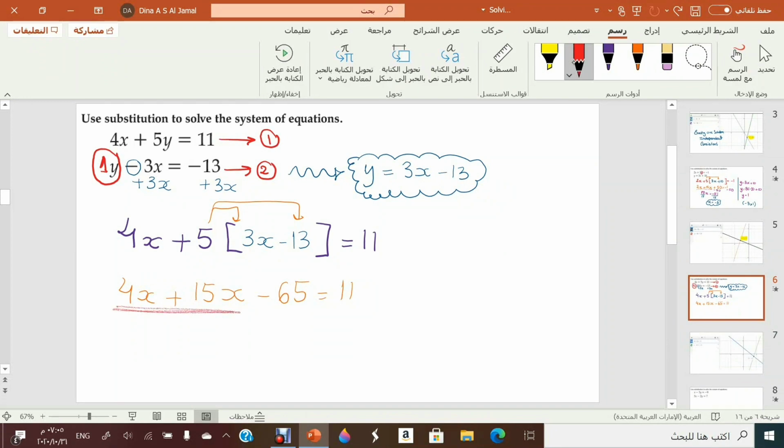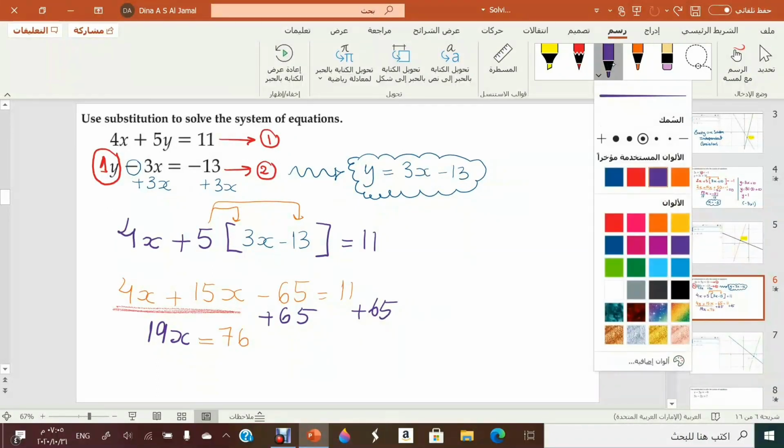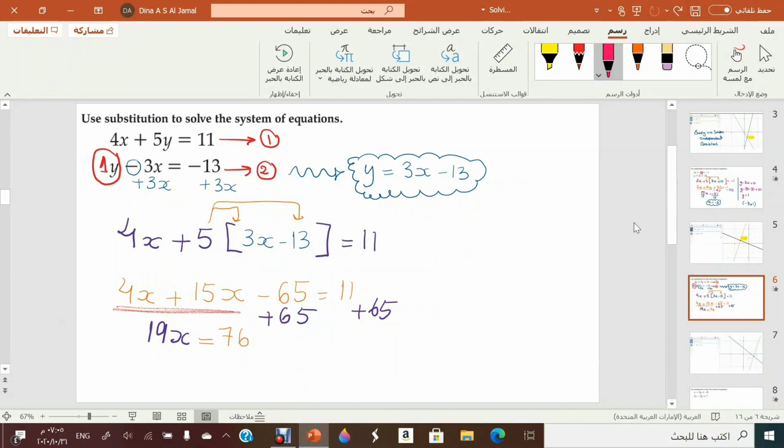Let's watch these two like terms. 19x. Let's move this one to the other side, and it will be 76. You have an equation in only one step. Divide by 19, divide by 19, find x, and this x will be 4.